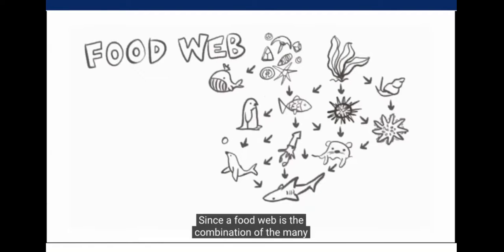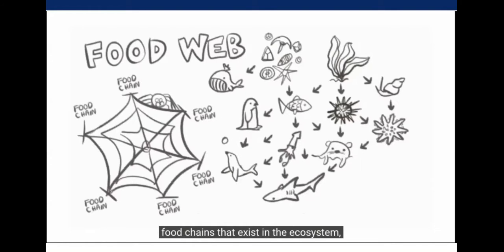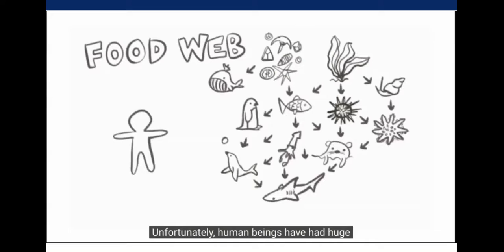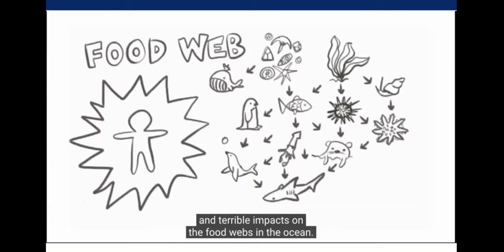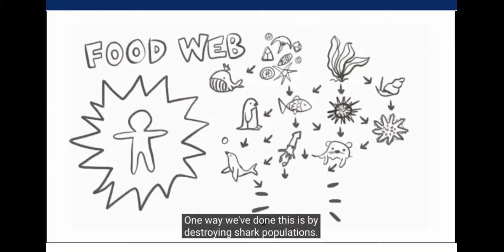Since a food web is the combination of the many food chains that exist in the ecosystem, it's a much more realistic picture of what goes on in the environment. Unfortunately, human beings have had huge and terrible impacts on the food webs in the ocean. One way we've done this is by destroying shark populations.